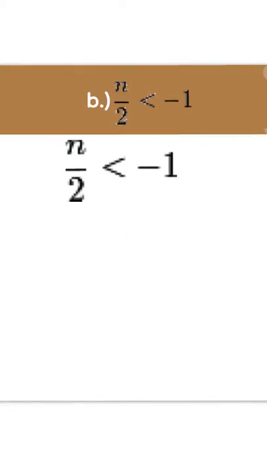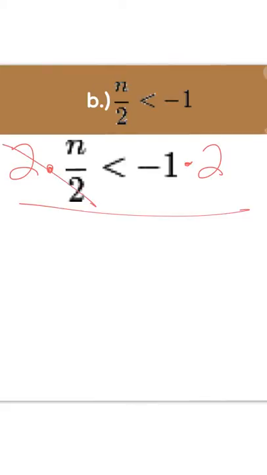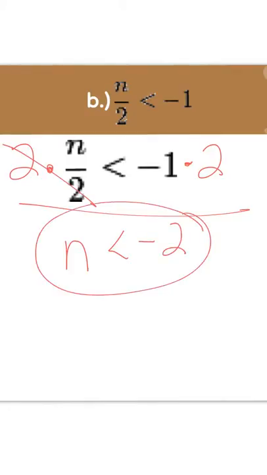Letter B. n divided by 2 is less than -1. You need to do the opposite or inverse of dividing by 2. So you multiply times a 2 on both sides. That cancels out the 2 and leaves you with n is less than a -1 times a +2, which is a -2. Your answer is n is less than -2.